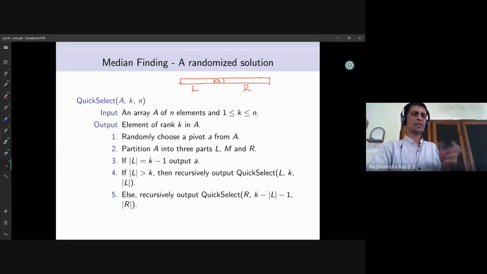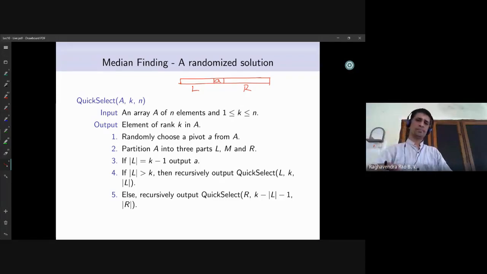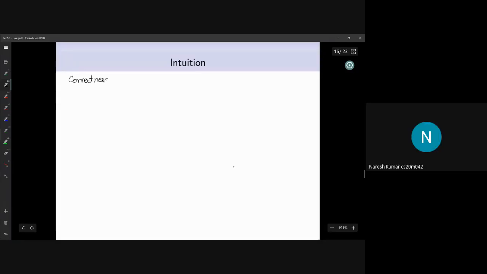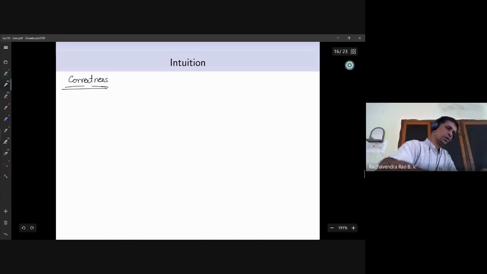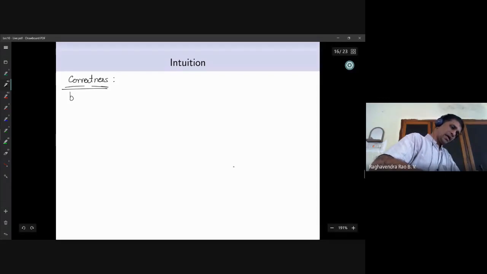So first, is the correctness clear from these three cases? Yes, sir. Is the algorithm clear to everyone? Yes, sir. Okay, good. So let's talk about correctness. The first observation is observation 1. I'll just write it a bit formally.